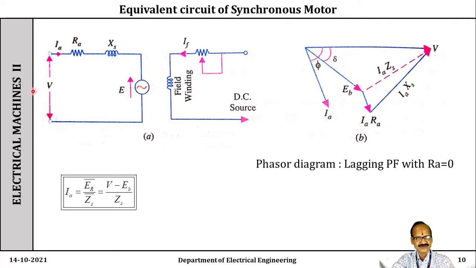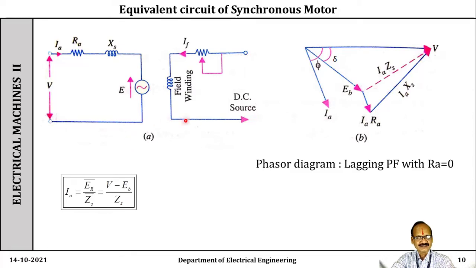V phase is the supply voltage, and EB is the EMF generated in the synchronous motor. It acts in the opposite direction to that of the supply voltage, and hence it is known as back EMF. The magnitude of this induced EMF EB is the same as that of the generated EMF, that is 4.44 kc kd phi f Tph.